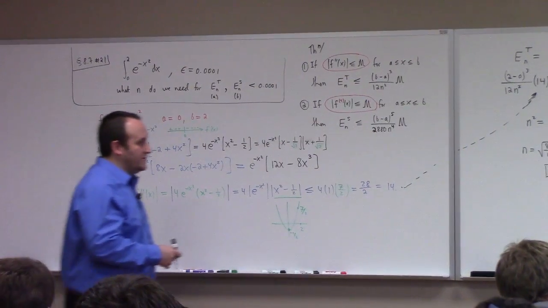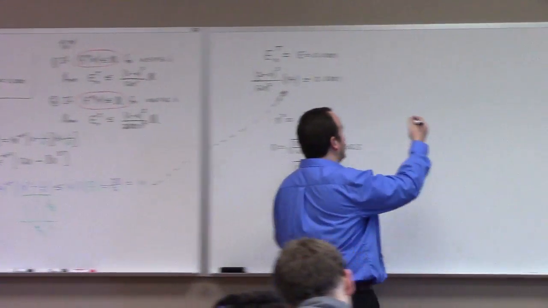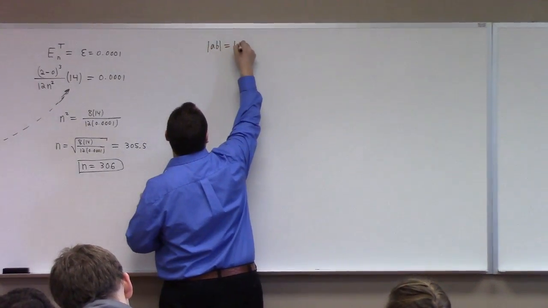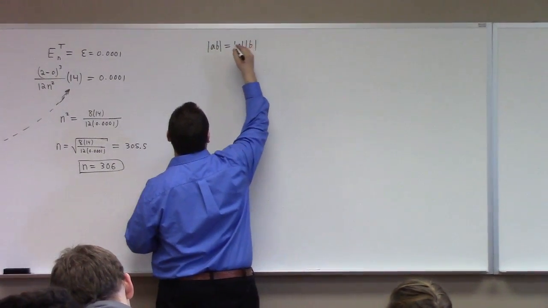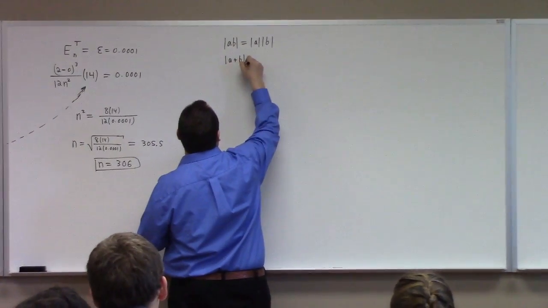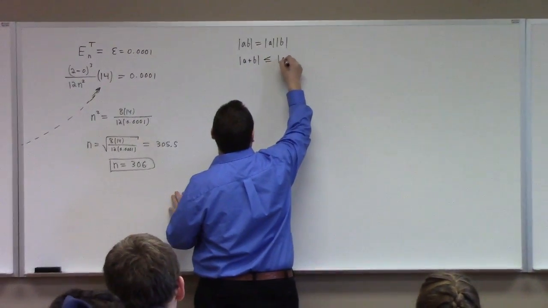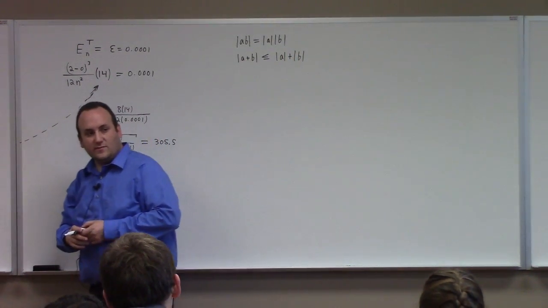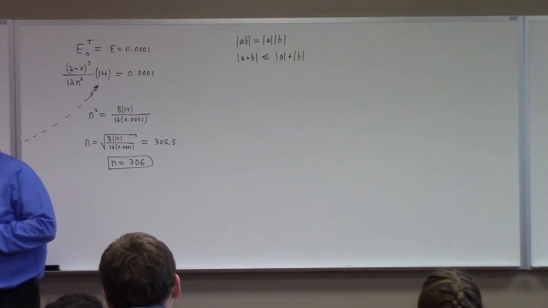So your principal tools to work with as you're studying expressions are what? We have the absolute value of a times b is the absolute value of a times the absolute value of b. We know this, right? Also, this is even more useful: the absolute value of a plus b is less than or equal to the absolute value of a plus the absolute value of b. This is the triangle inequality. These are tools that you can work with as you're studying the inequality.